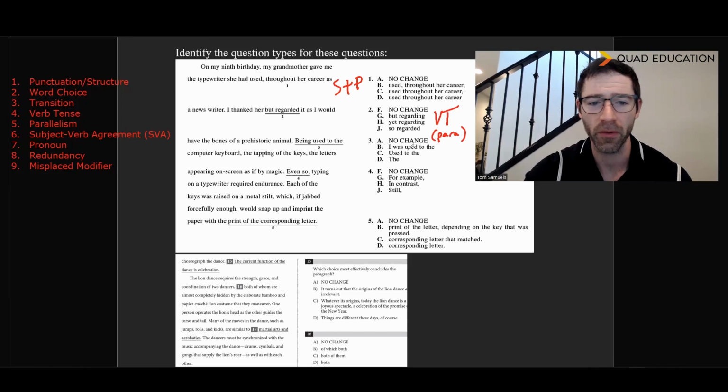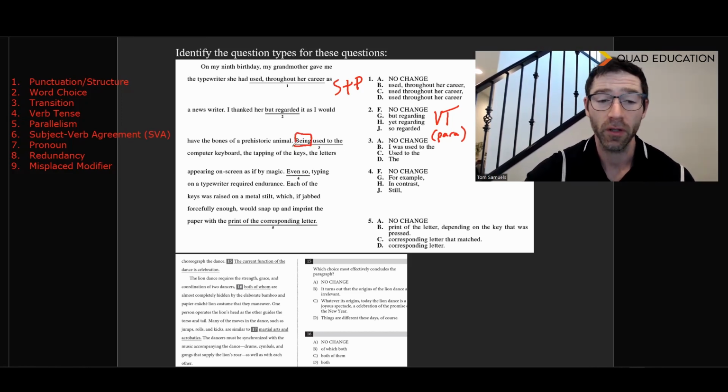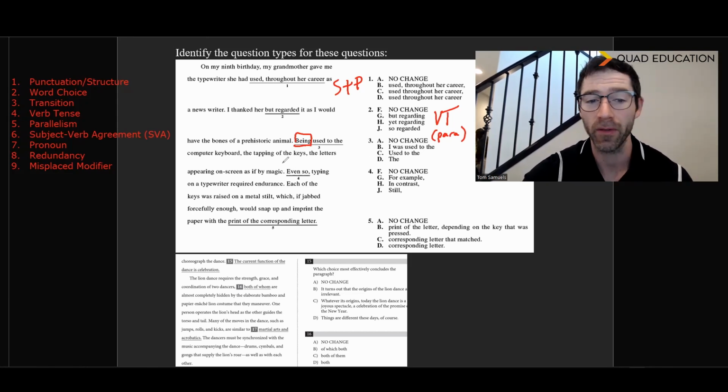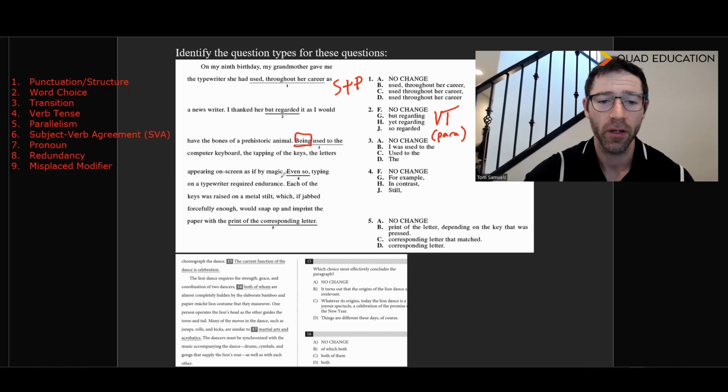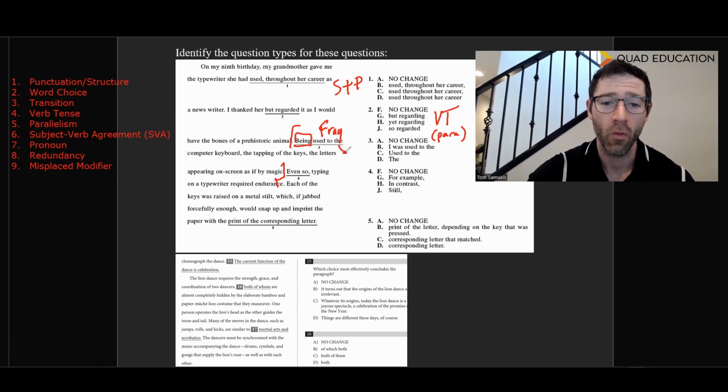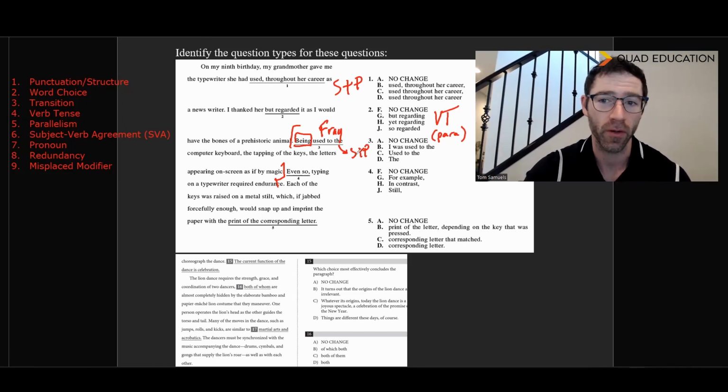Next, we have sort of a mystery here for number 3. If you're not quite sure immediately what it is, go ahead and give the sentence a read and see what it looks like. And also another pro tip for ACT and SAT, the word being is almost never correct. If you see the word being in an answer, it's probably not that one. So looking at the sentence, "being used to the computer keyboard, tapping keys, the letters appearing on screen as if by magic." What you may notice here is we have a problem. And the problem is that we have a fragment because nothing is happening. And because it's a fragment, that illustrates to us the question type, which is that this is a structure and punctuation question because we cannot have fragments.